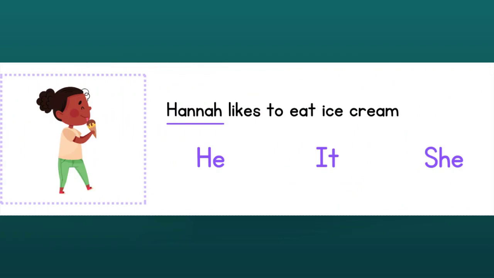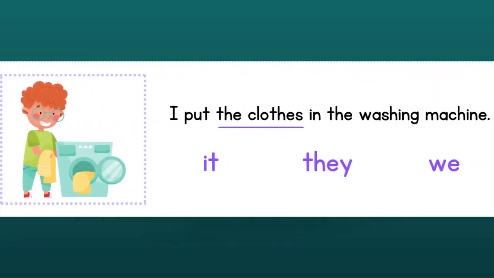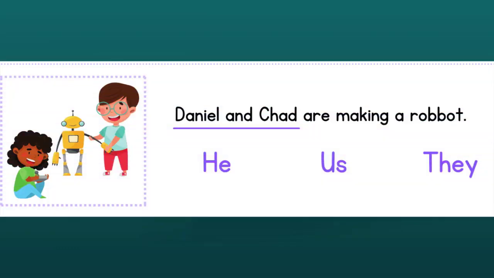Hannah likes to eat ice cream. Options are he, it, she. I put the clothes in the washing machine. Options are it, they, we. Daniel and Chad are making a robot. Options are he, us, they.